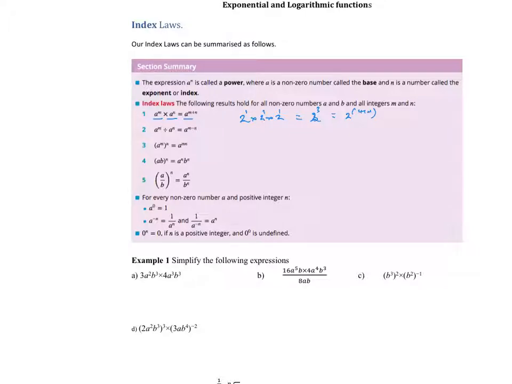So simplest way, multiply numbers together, multiply common bases together. So if we want to simplify here, 3 times 4 is 12 times a to the power of, well, we've got a 2 plus 3 times b to the power of 3 plus 3. So we simply end up with 12a to the 5b to the power of 6.